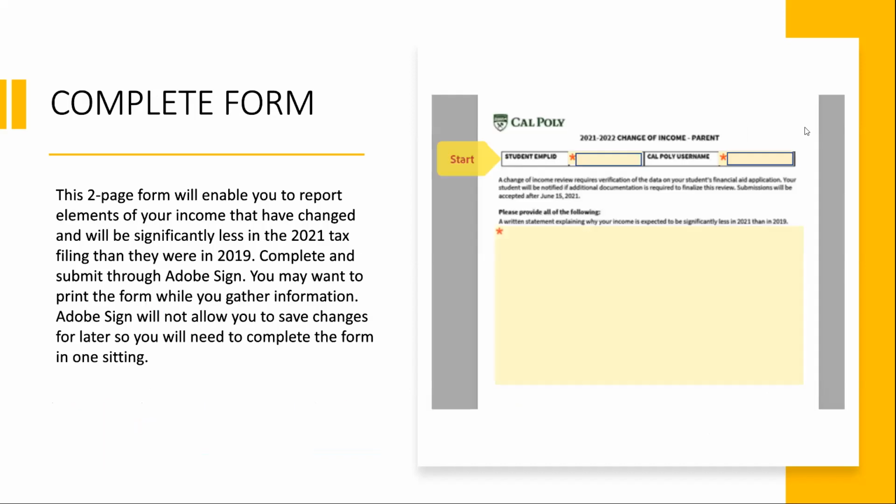After submitting your email, Cal Poly will send you a 2-page change of income form powered by Adobe Sign. Here, you will report elements of your tax income that have changed and will be significantly less in the 2021 tax filing than they were in 2019. It helps to print the form and take notes while you gather information. Adobe Sign will not allow you to save changes for later, so you will need to complete the form in one sitting.